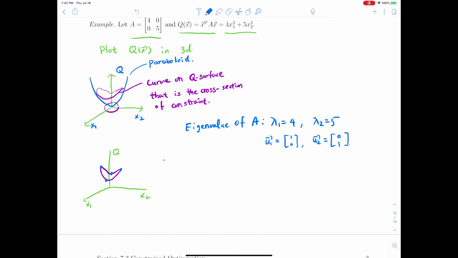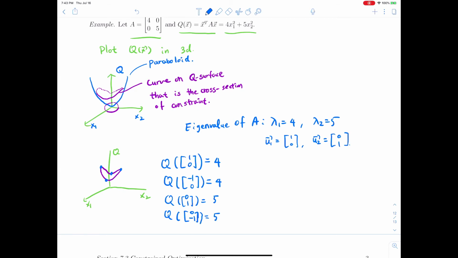So if you plug in Q of U1, which is given by (1, 0), then you will get 4 times 1 plus 0, which is 4. And Q of (-1, 0) is again equal to 4. And Q of (0, 1) gives you 5. And Q of (0, -1) equals 5.